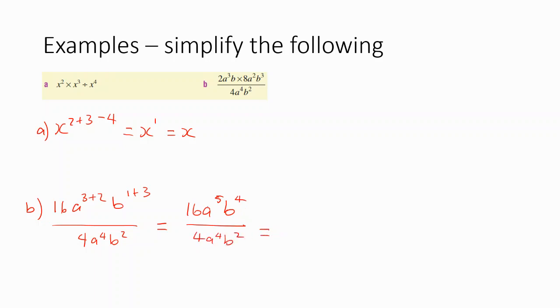Now, once again, we can just treat these numbers as regular numbers, and it's a division happening here. So 16 divided by 4 becomes 4. And then we have a to the power of 5 minus 4, b to the power of 4 minus 2. So our final answer is 4. A to the power of 5 minus 4 is 1, and I'm not going to worry about writing that one. And then b, 4 minus 2, becomes 2.